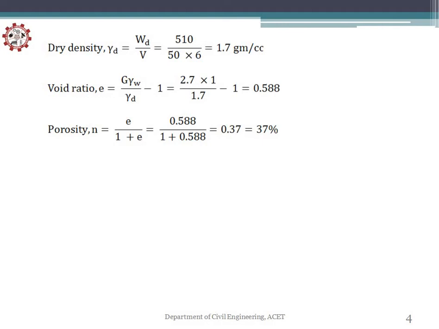So e is calculated as 0.588 and porosity is calculated by e upon 1 plus e, which comes to 0.37. So seepage velocity is V upon porosity. To calculate porosity, we have calculated gamma d, then e, and then porosity. So velocity V upon porosity will give you seepage velocity as 0.05 centimeter per second. So this is how you need to solve the numerical.